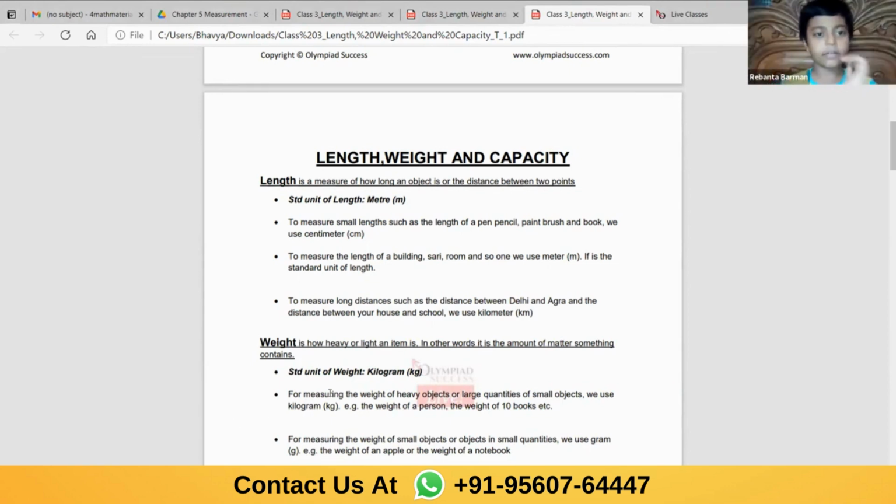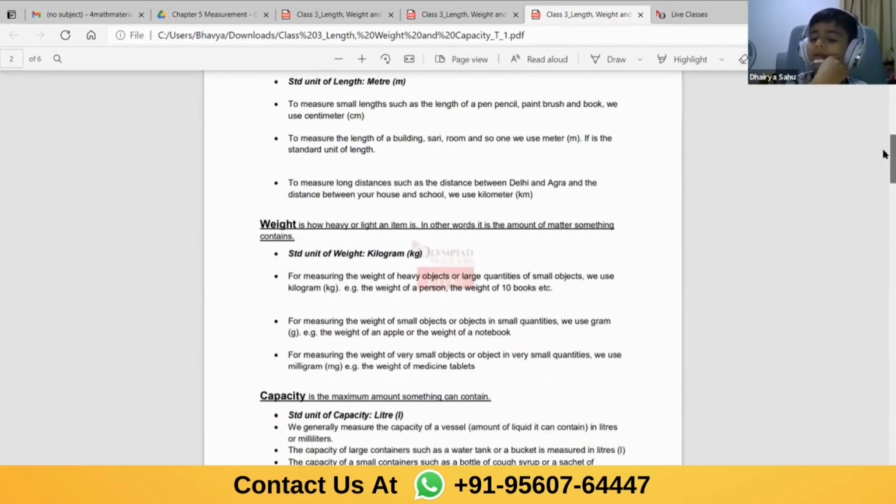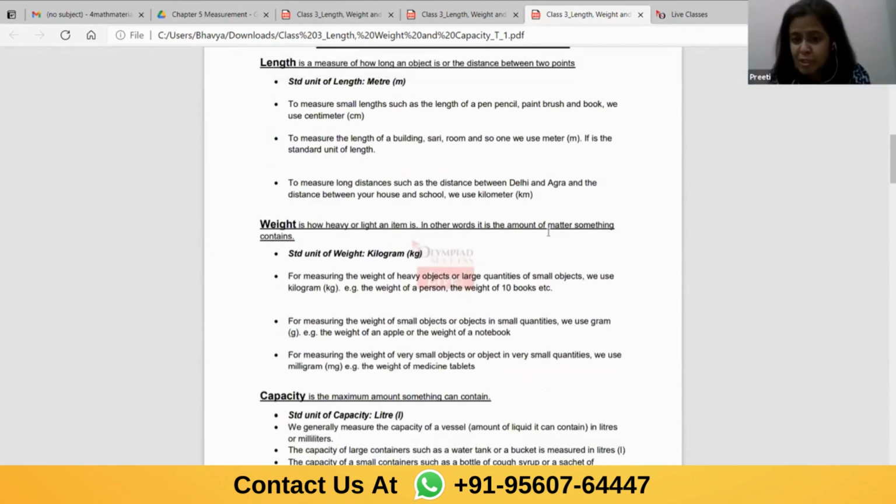Weight is how heavy or light an item is. When we say that this is very light in weight, we are talking about weight. When we say, oh my God, this thing is very heavy, it is very difficult to carry, then also we are talking about weight. So the things which are heavy are in kgs, and which are very light are in grams. For measuring the weight of heavy objects or large quantities of small objects, we use kilogram.